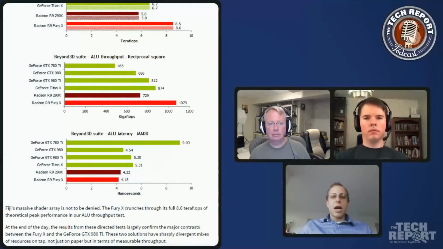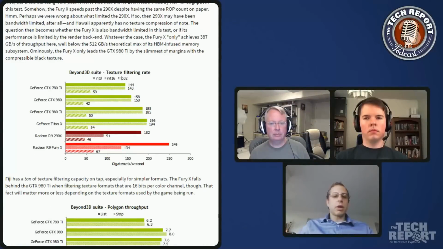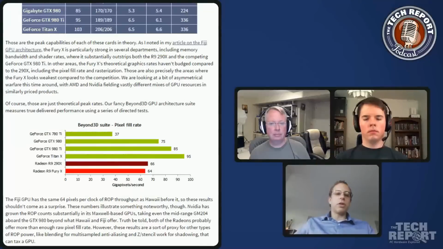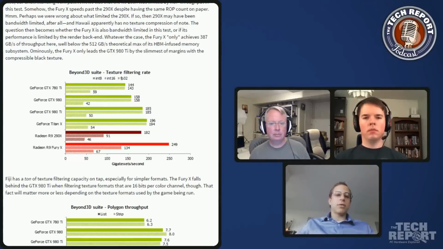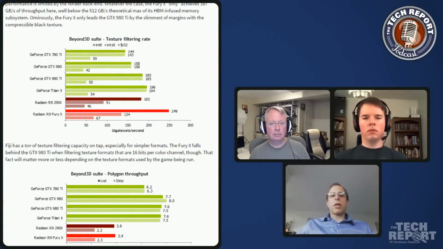So that's one aspect. You touched on the geometry. The filtering is actually a pretty big delta in the Beyond 3D suite. If you look at the 980 Ti, it's like 185 gigapixels per second for FP16 versus 134 for the Fury X. So that's another thing that I would look at.